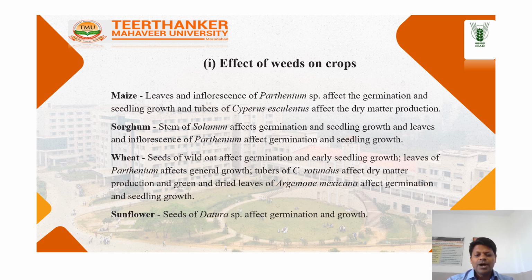In wheat, seed of wild oat affects germination and early seedling growth. Leaves of Parthenium affect germination and growth. Tuber of Cyperus rotundus affects dry matter. So here is the effect of weeds on the crop, meaning the allelopathic effect. In sunflower, seed of Datura affects germination and growth. So this is the allelopathic effect of the weed on the crop.